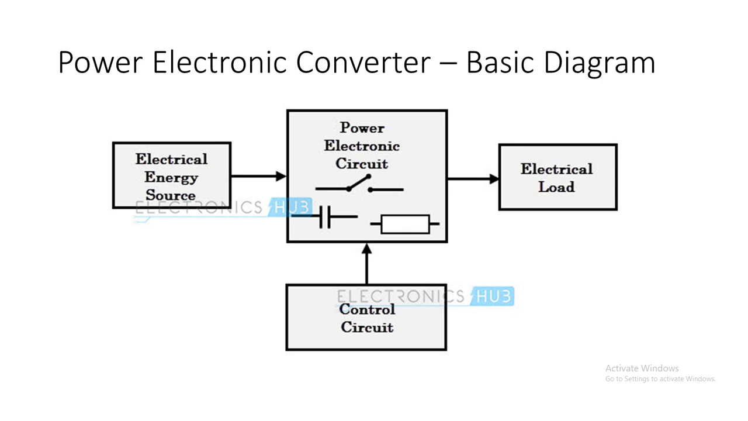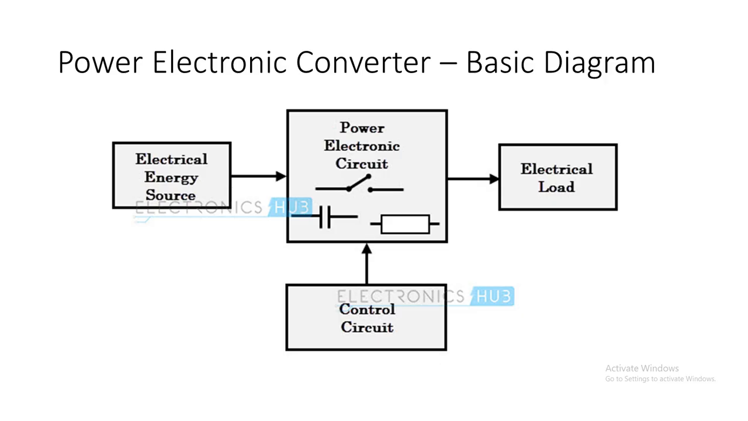So this is a power-electronic converter basic diagram. Already we have shown that it consists of a source and a load. In between we have the power electronic converters. The power electronic converter is controlled by a control circuit. The power electronic circuit may be any type of converter which converts one type of supply to another type of supply, or it can control one type of supply.